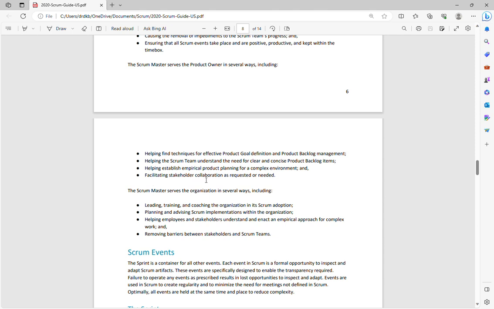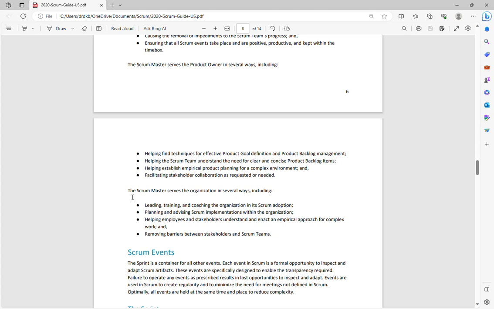Next one is facilitating stakeholder collaboration as requested or needed. Facilitating stakeholder meetings when needed, making sure that the product users attend the sprint reviews, ensuring transparency with the stakeholders and providing them with a clear vision on the product backlog and ordering, also helping the PO find the right stakeholders. So these are some of the things that the Scrum Master can help with in terms of stakeholder collaboration.